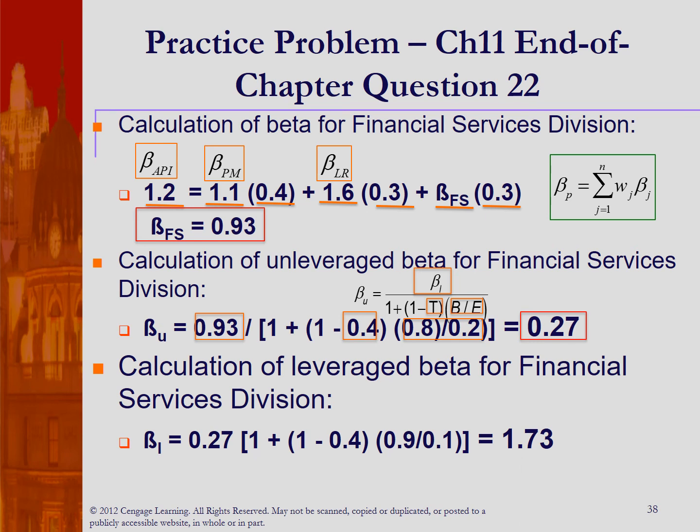We then use the unleveraged beta to obtain the leveraged beta with the financial risk consistent with the capital structure used for new projects. The formula for computing the leveraged beta is given here. We have the unleveraged beta equal to 0.27, tax rate equal to 40%, and debt to equity ratio equal to 90% over 10%. After calculation, we obtain the leveraged beta equal to 1.73.